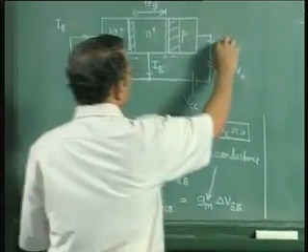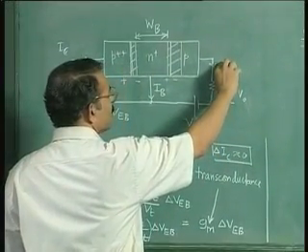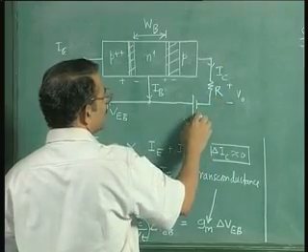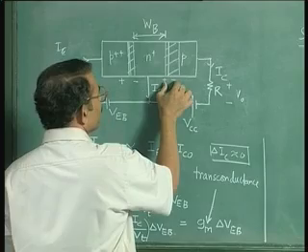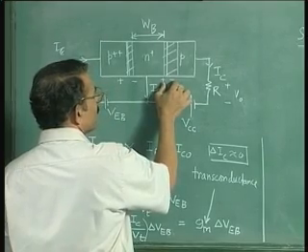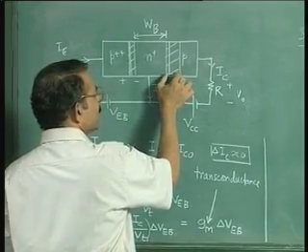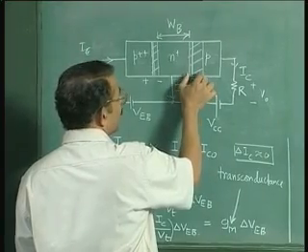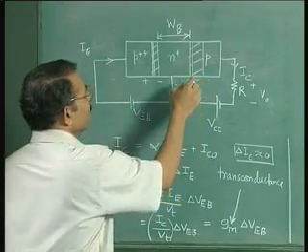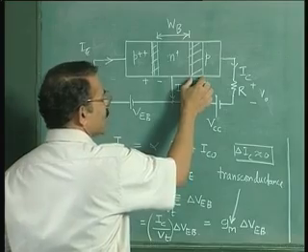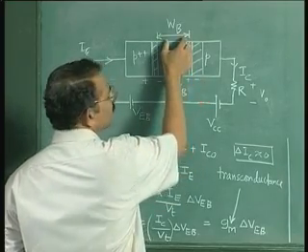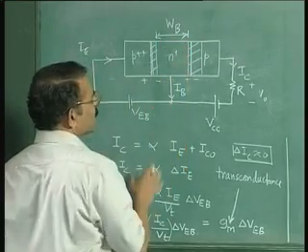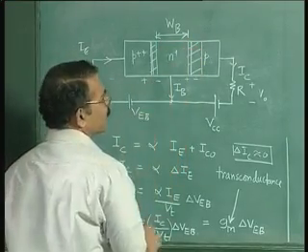When the collector current is maximum, the difference in these voltages is minimum here. Therefore, the depletion width across the collector junction is small. When the depletion width is small, the base width is large. Let us show this effect by exploring this particular portion of the diagram.